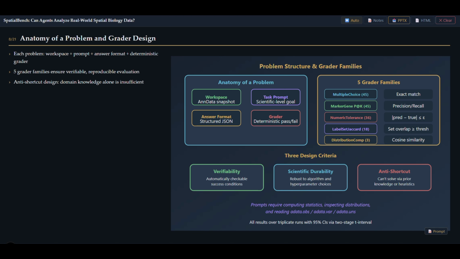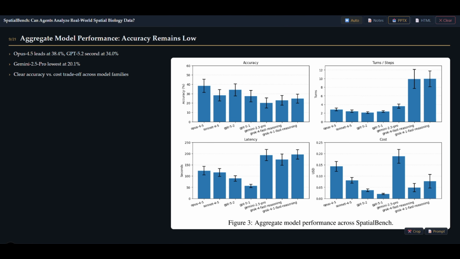Each SpatialBench problem has 4 components: a workspace with data snapshot, a natural language task prompt at the scientific level, a structured answer format in JSON, and a deterministic grader. There are 5 grader families. Multiple choice and marker gene precision recall are the most common at 45 evaluations each, followed by numeric tolerance at 36, label set Jaccard at 18, and distribution comparison at 3. 3 design criteria ensure quality: verifiability through automatic checking, scientific durability so answers are robust across methods, and anti-shortcut structure requiring actual data interaction.